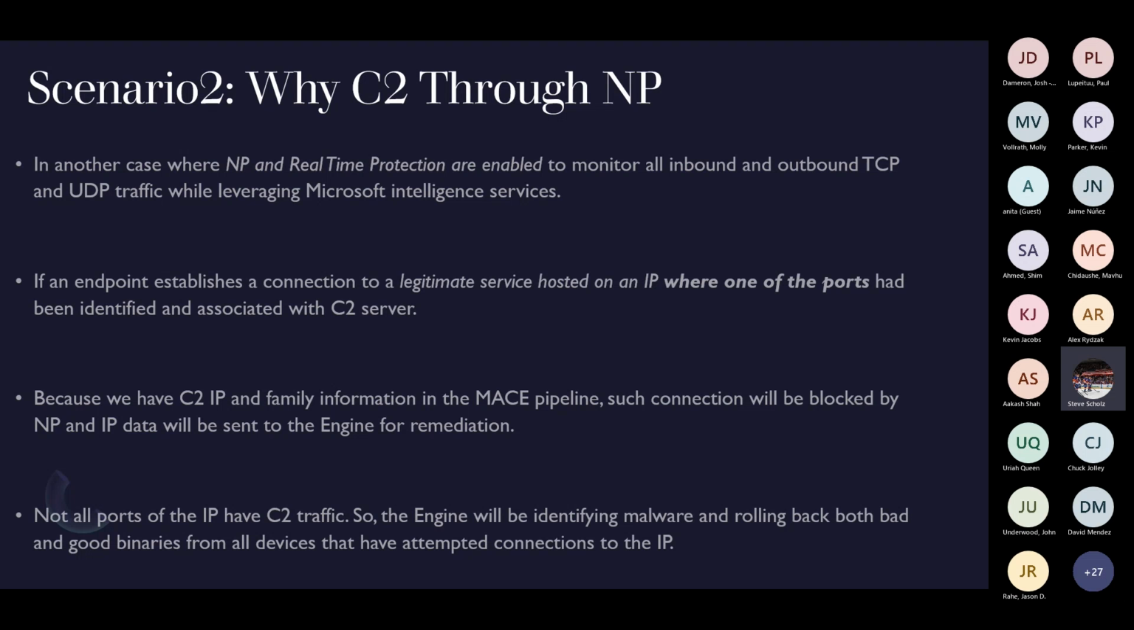I probably should have taken that out, and I probably will if I put the PowerPoint up there, but our Mace engine is an internal engine that we use to determine compromised accounts and compromised IP addresses and that type of stuff. Such a connection will be blocked by network protection, and the IP data will be sent to the engine for remediation. Not all ports of the IP have to have C2 traffic, so the engine will be identifying malware and rolling back both bad and good binaries for all devices that have attempted these connections to the IP addresses.